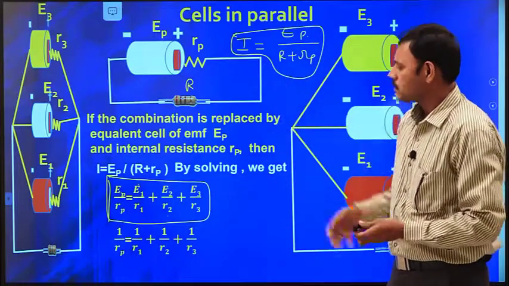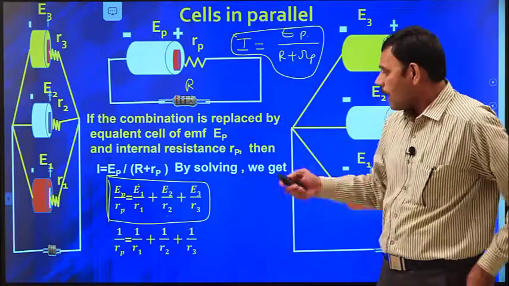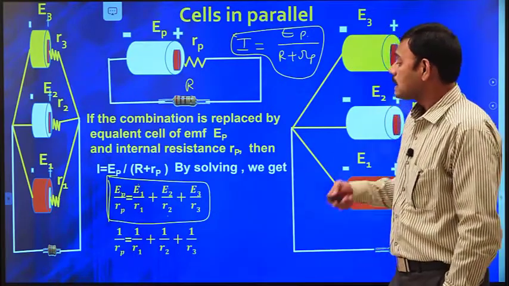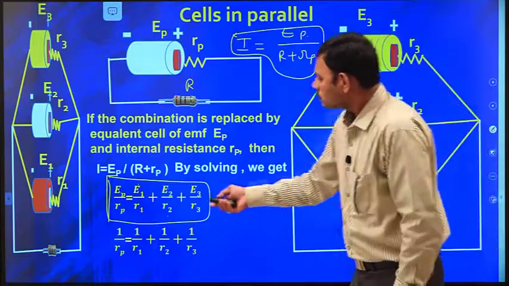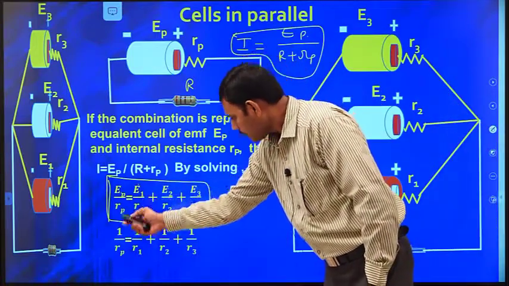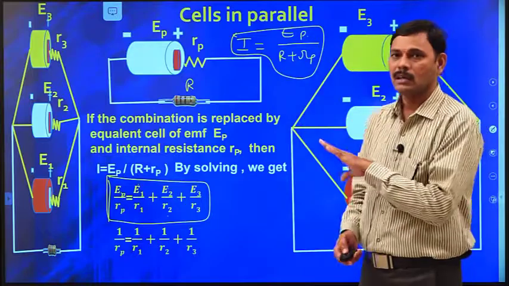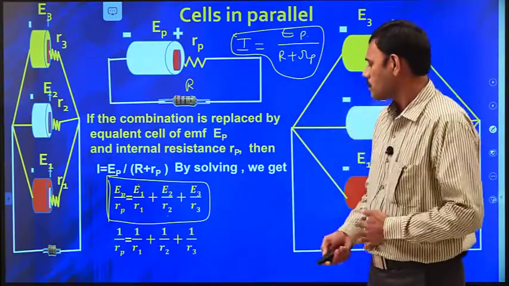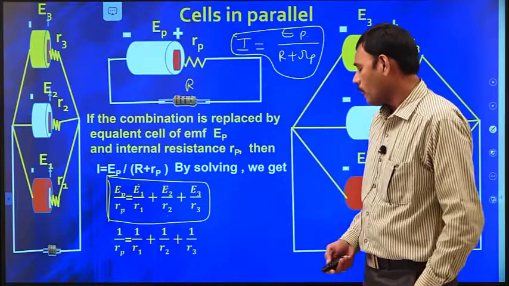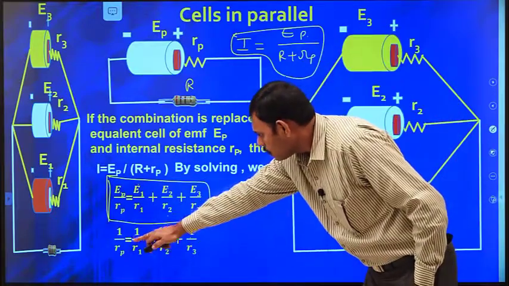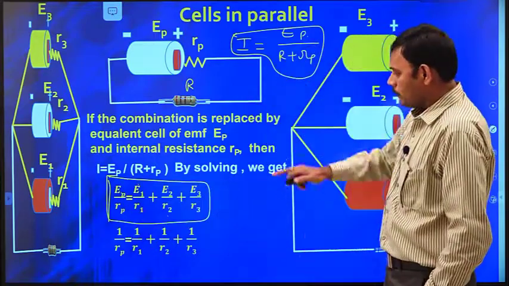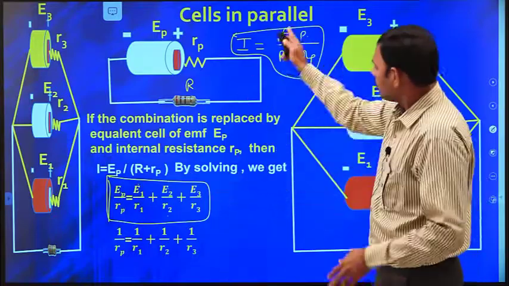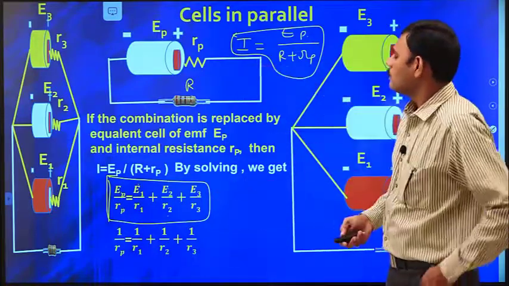You must remember these expressions. EP by RP is equal to E1 by R1 plus E2 by R2 plus E3 by R3. This is the way to know about EP, whereas to find RP we have one more expression, the parallel effective resistance formula. 1 by RP is equal to 1 by R1 plus 1 by R2 plus 1 by R3. From this find RP, use this RP in this formula and find EP. Use EP and RP in this formula, we find I. So in this order we find the value of current.